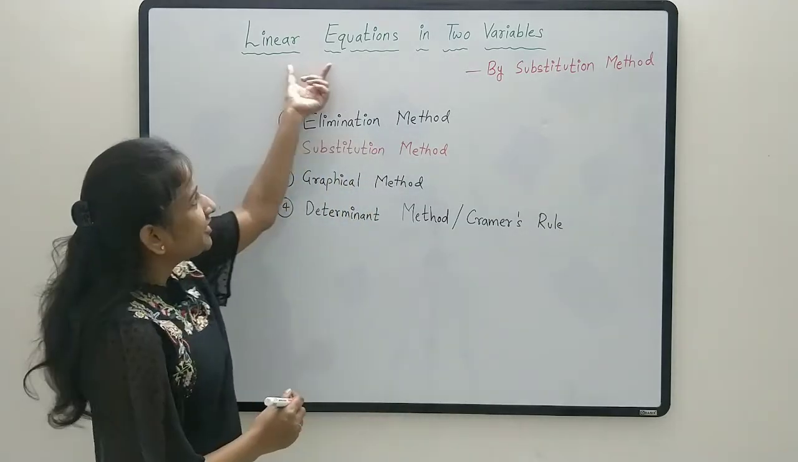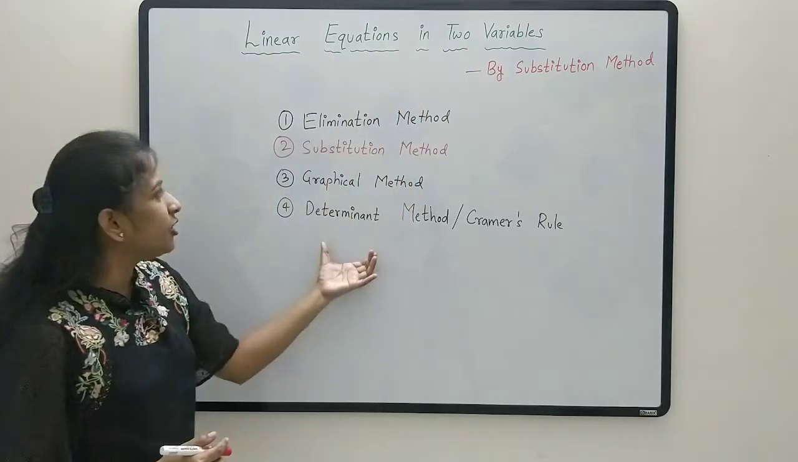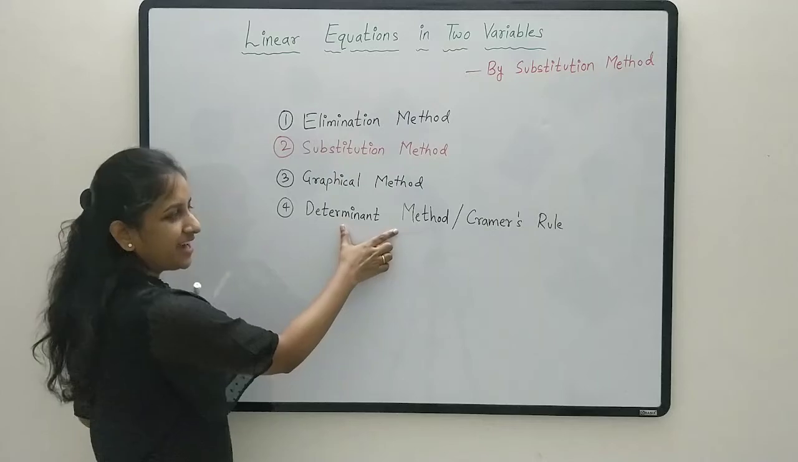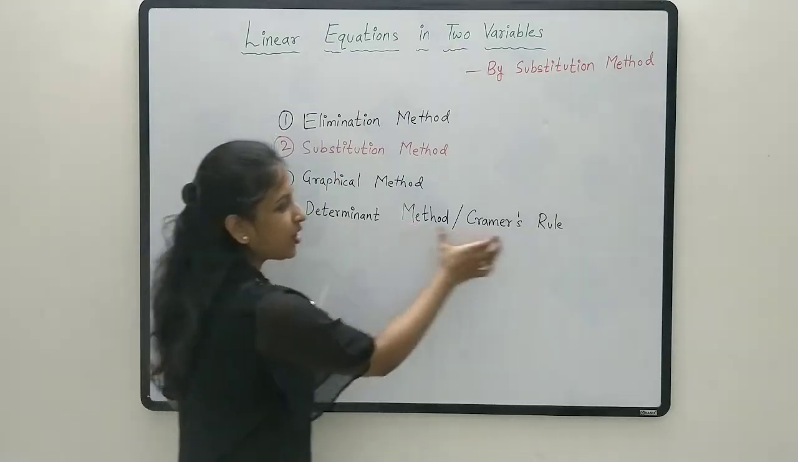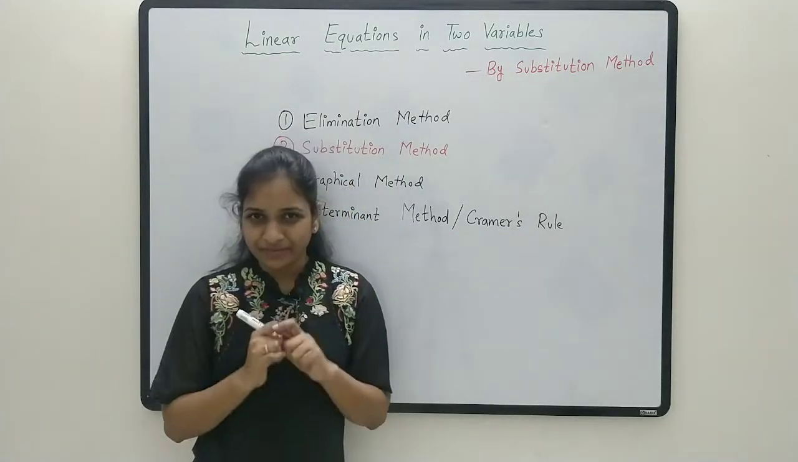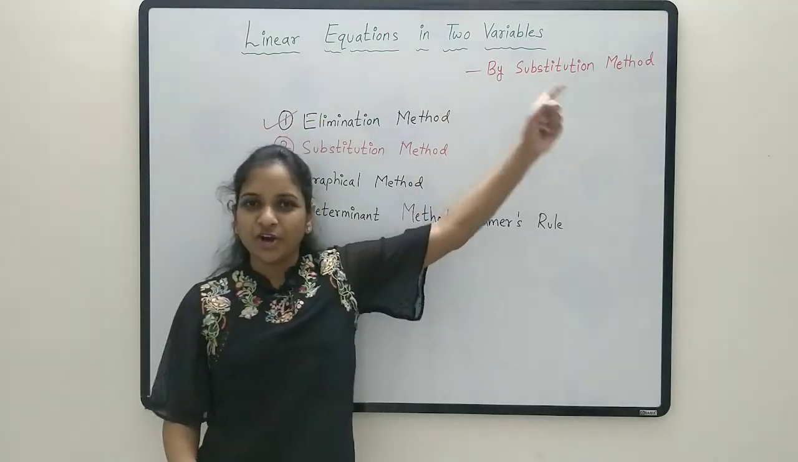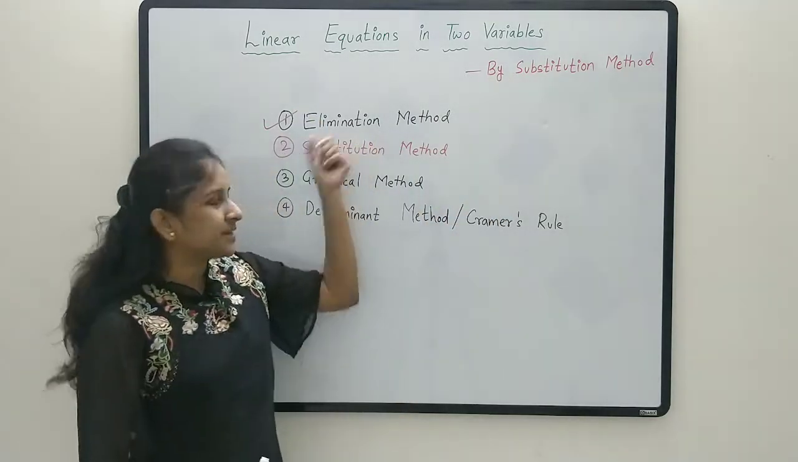To solve linear equations in two variables, there are four methods: elimination method, substitution method, graphical method and determinant method, which is also called Cramer's rule. In my previous video, I have already covered the elimination method. Here in this corner, you can find the video link for the same.